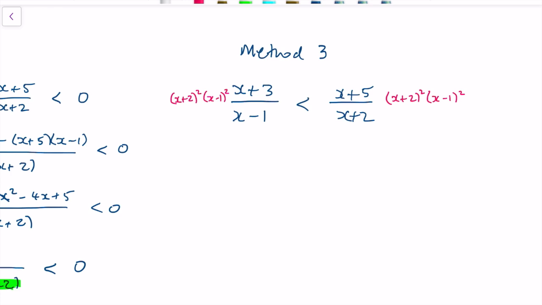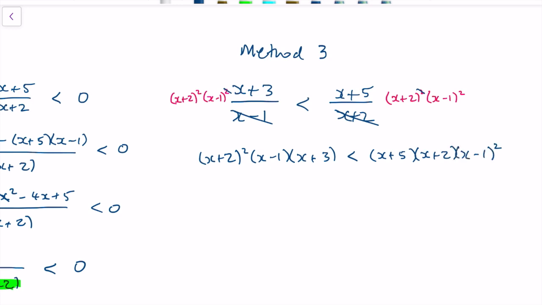Okay, when I do that, the left-hand side, of course, loses an x minus 1 there and there, and the right-hand side loses an x plus 2 there and there, and we end up with x plus 2 all squared, x minus 1, x plus 3, less than x plus 5, x plus 2, x minus 1 all squared. Now this is going to require a little bit of expansion.